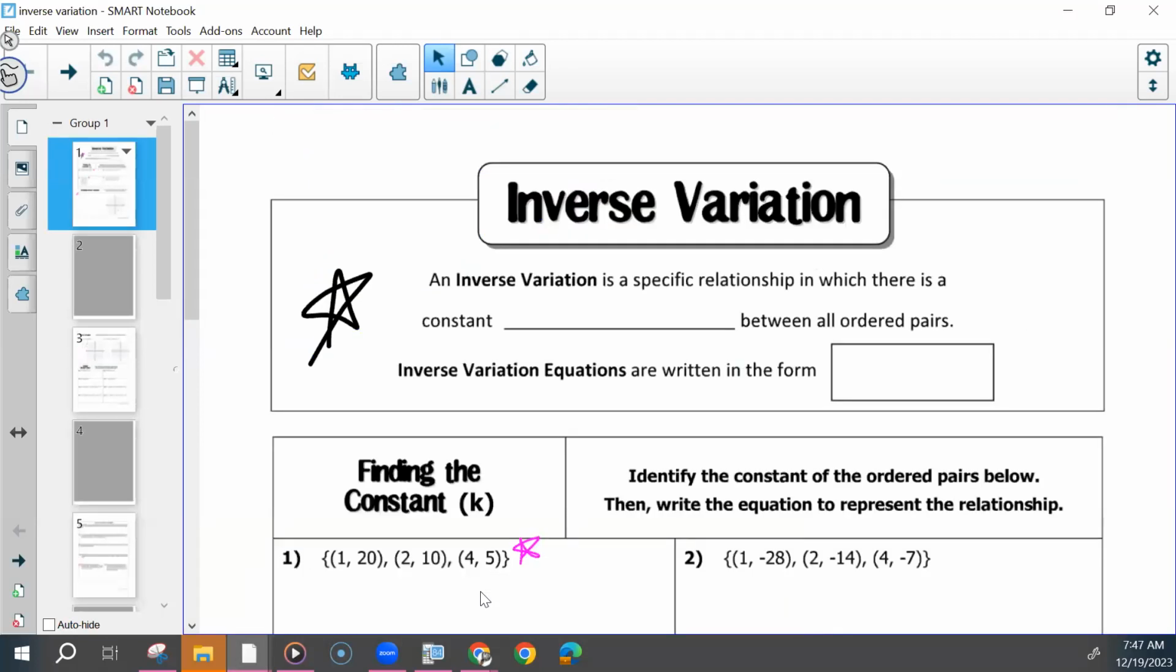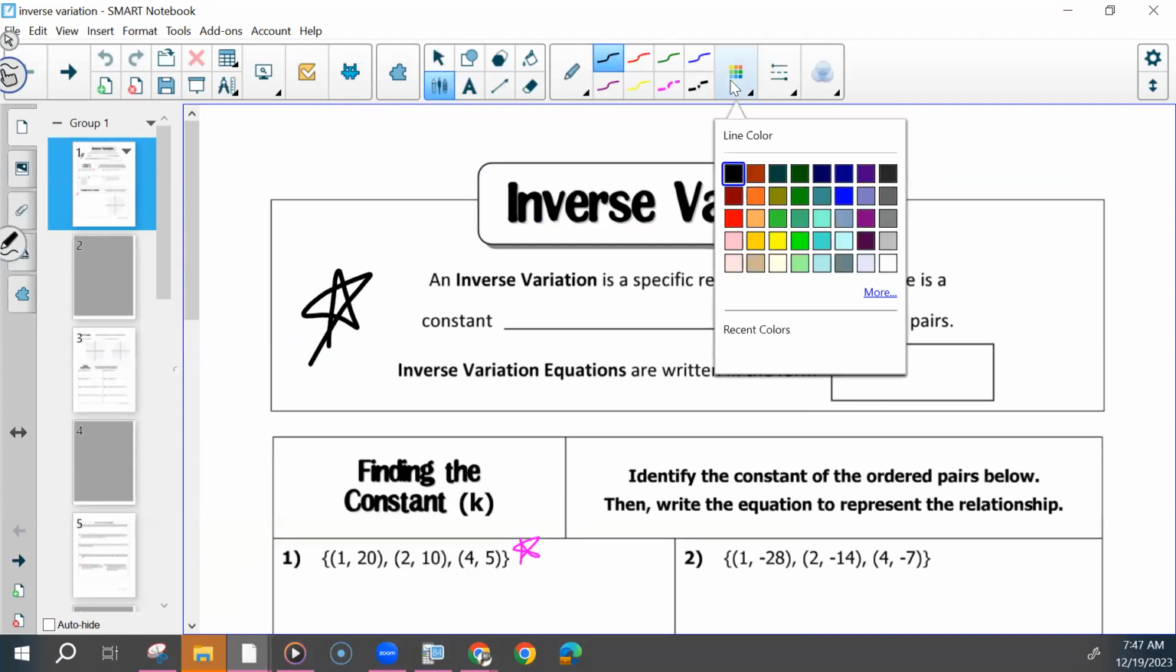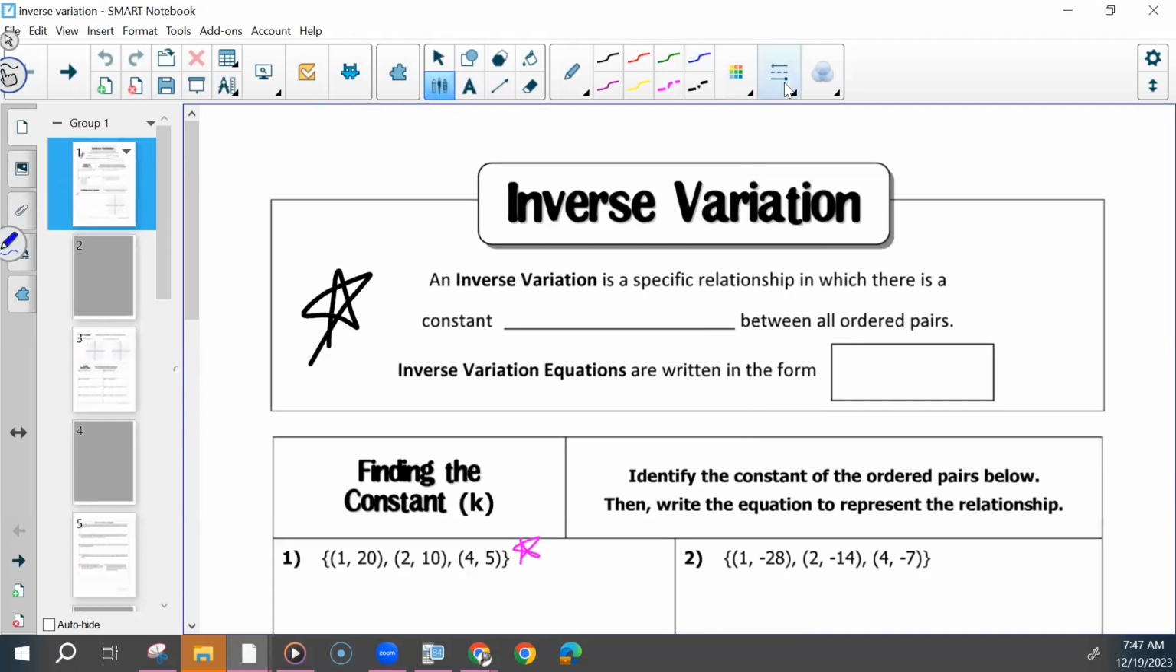Right, so now we're on inverse variation. A lot of the things we do in inverse will be very similar to direct, but how we do it will be a little different, because the equations are different for inverse than they were for direct. So if direct had a specific relationship in which there was a constant ratio, what do we think this is going to be? The opposite of dividing something. The end result of multiplication. Product.